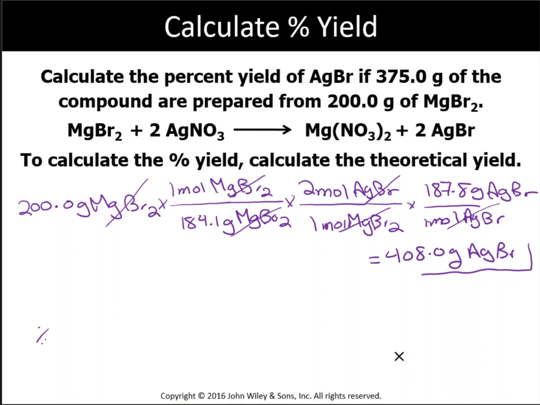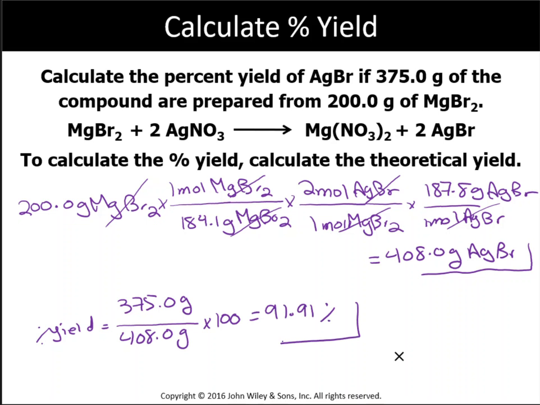Now, to find the percent yield, that's our actual yield, which is 375 grams, divided by the theoretical yield, 408 grams, times 100, which is 91.91%, which is a good percent yield.